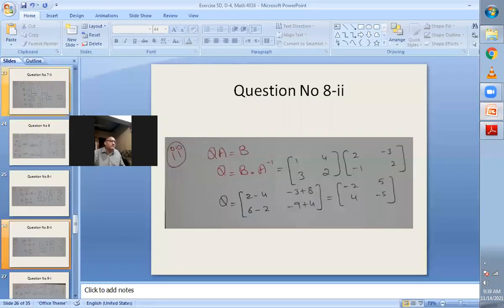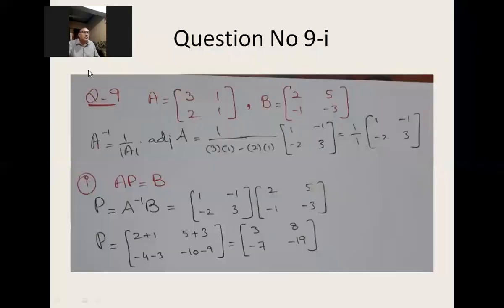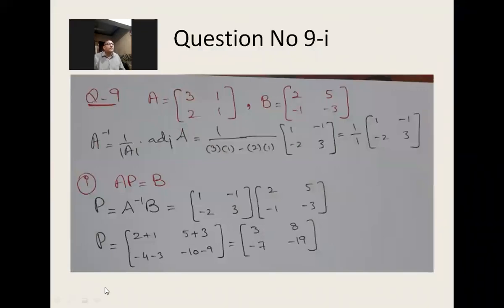And here we go. So here is question number 9. You can see that A is equal to 3, 1, 2, 1. Here B is 2, 5, minus 1, minus 3. So I want to find out the A inverse, and you know the formula for the A inverse is 1 by the determinant of A into adjoint A. So how can you find the determinant of A? You multiply these two numbers along this diagonal minus these two numbers along this diagonal.